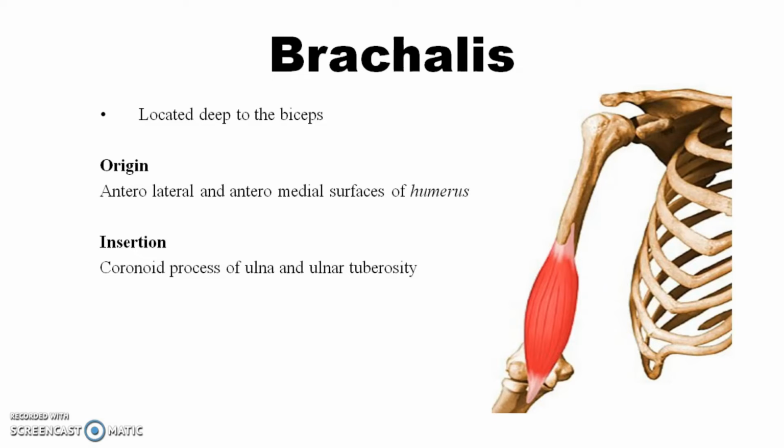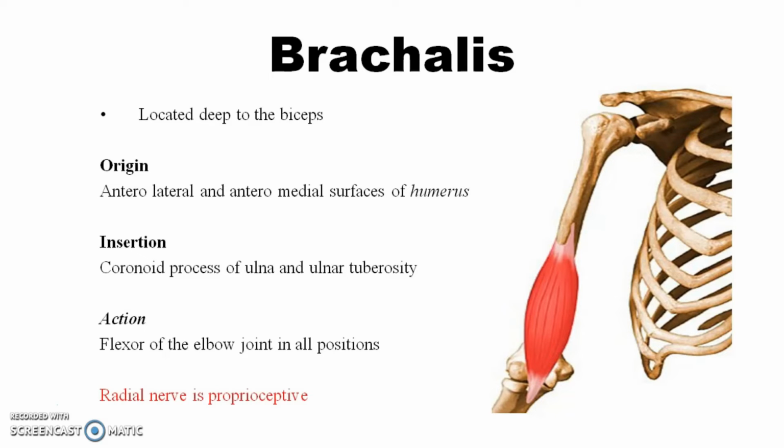And this muscle, it is seen deep to biceps brachii, which we have seen already in the 3D image. Now we will go on to action of this particular muscle. So it is going to flex the elbow joint in all positions. So it is a powerful flexor seen in the elbow joint, and also we will be having dual nerve supply for this brachialis muscle. So it is supplied by musculocutaneous nerve and also a nerve called radial nerve.